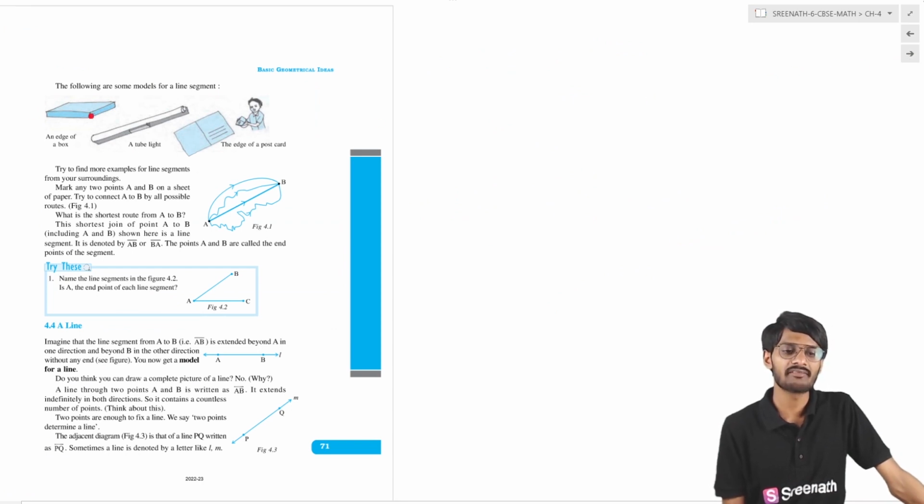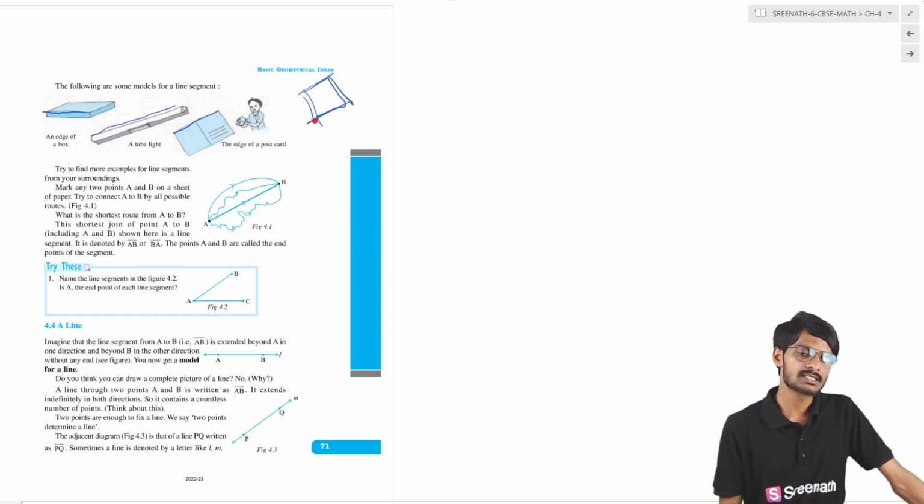Suppose you have a box, the edge of a box is a line segment. And if you have a tube light, the edge of the tube light is also a line segment. Suppose you have a postcard or marriage invitation cards, this edge is a line segment, this edge is a line segment, this is another line segment, and this edge is also a line segment. The 2 endpoints of a line segment we call the points.